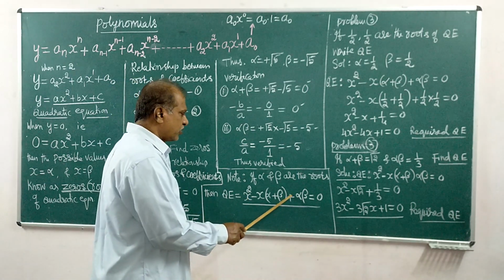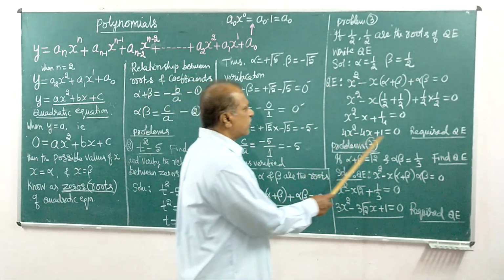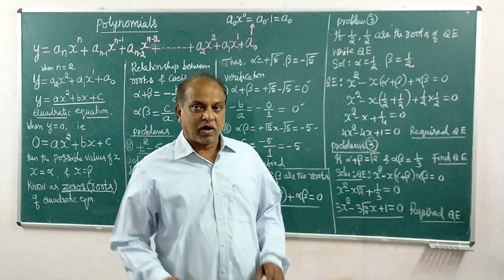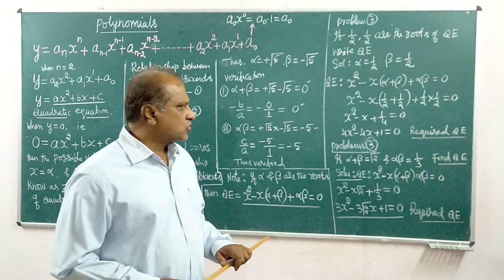So this is a standard form. Write the standard form, substitute for this and simplify. You get the required quadratic equation. This is how we can solve the problems of this type in the easiest way, so that even weaker students can understand.